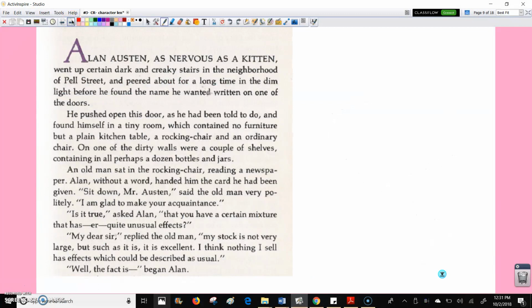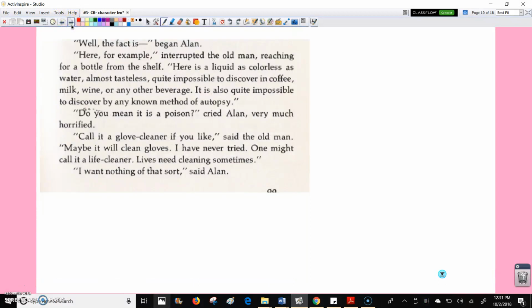Stuff that stands out in my memory is first that the old man starts off by talking about the poison. That's the first thing he mentions, and Alan hasn't even told him what he's there for. But the old man automatically starts talking about poison. That's kind of weird. What's also weird is he talks about the poison as if it's nothing, as if it's just something that cleans a person's life, and he compares it to cleaning gloves. Cleaning gloves and killing somebody is not really the same thing.